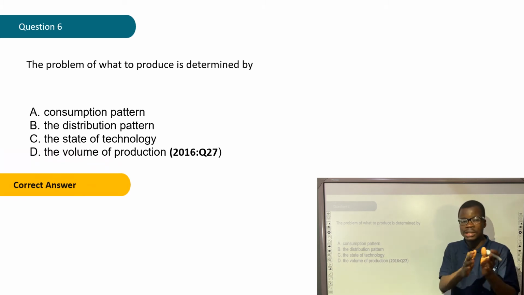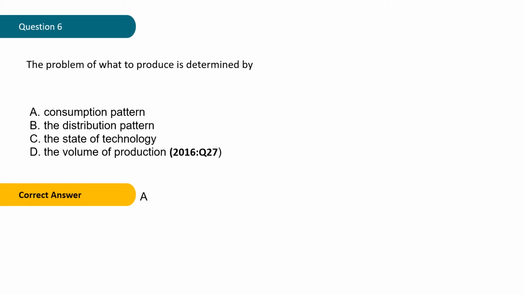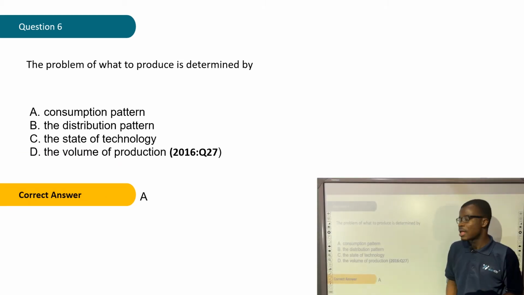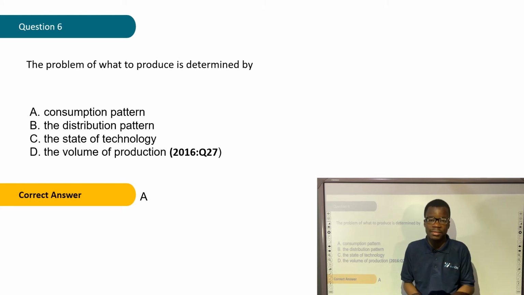To find this question, you can jump past question 2016, question number 27. Now, what's going to be the right answer? The right answer is option A. Consumption pattern actually determines what we should produce in specific and different societies.